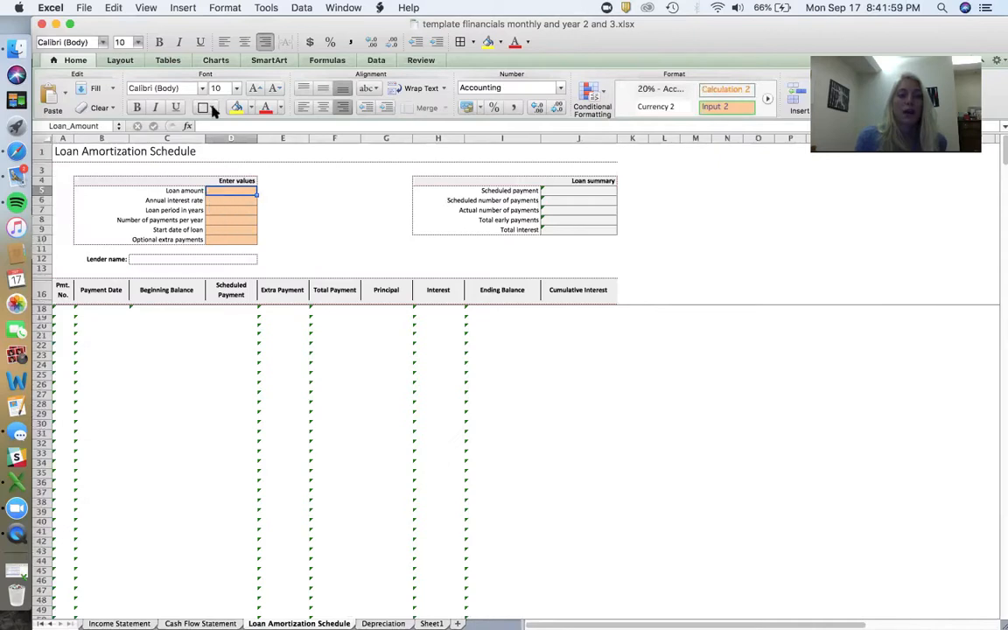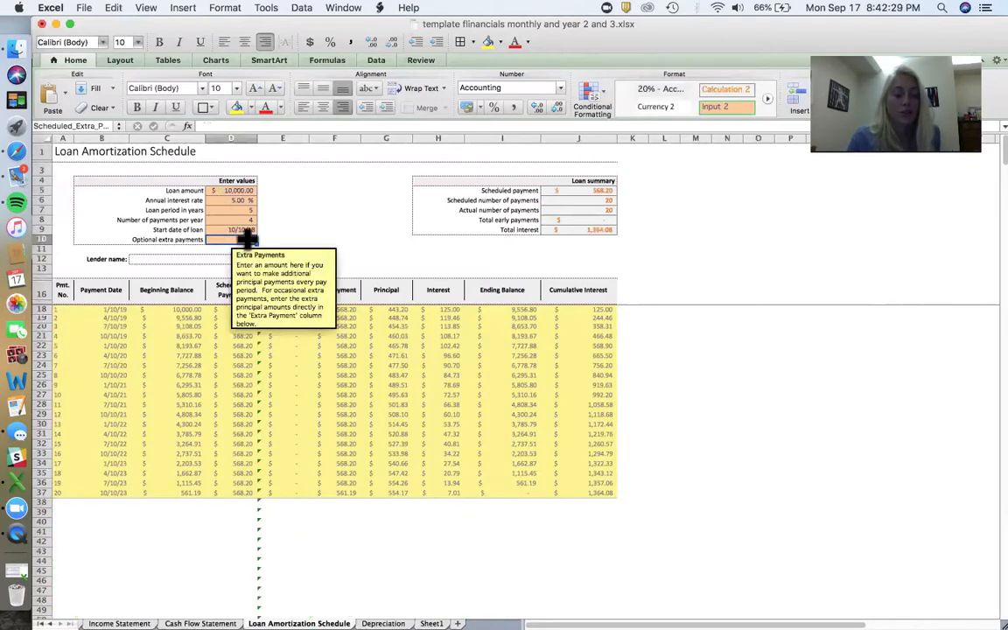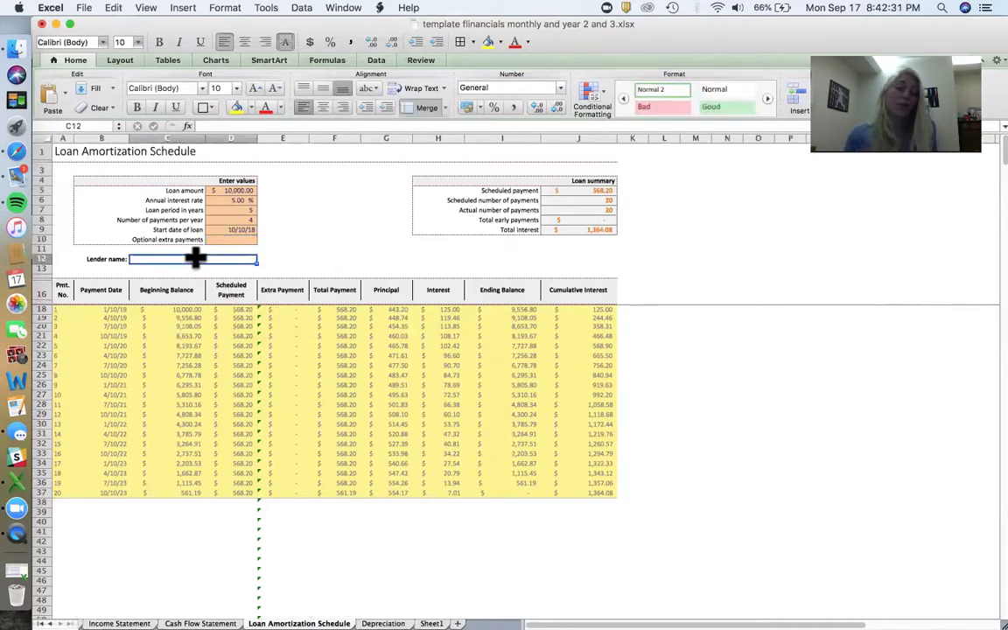You're going to type in your loan amount. So let's say you're going to use $10,000. And then your annual interest rate will be, let's say, 5%. Loan period is 5 years. Number of payments per year, we'll say 4. You can have 12 if you want. Start date of loan, we'll just go with 10/10/18. Okay, no extra payments. So go ahead and type in the lender's name who you think you might utilize for this loan. And then this is your loan amortization schedule that pops out.